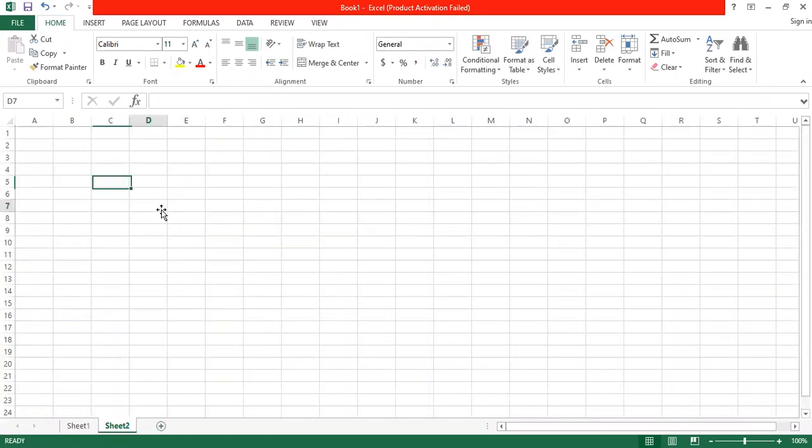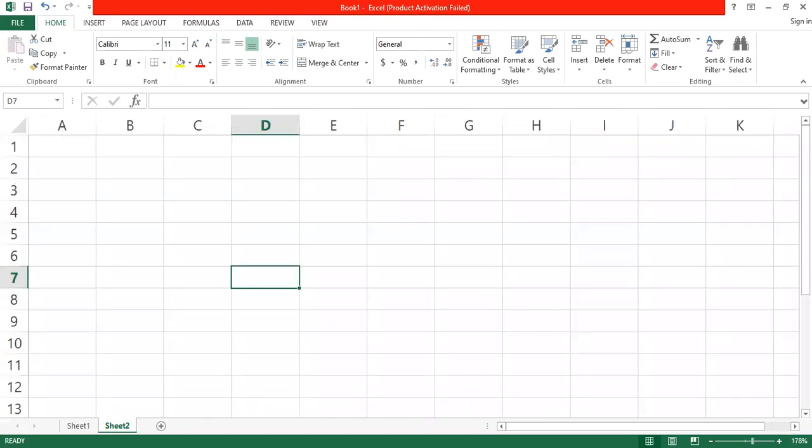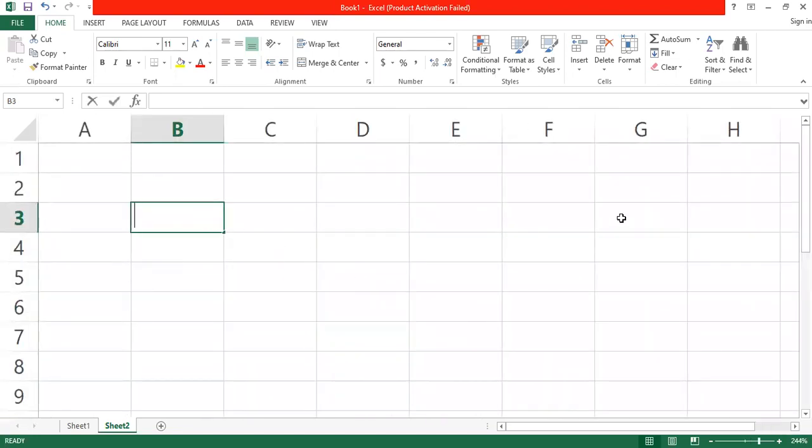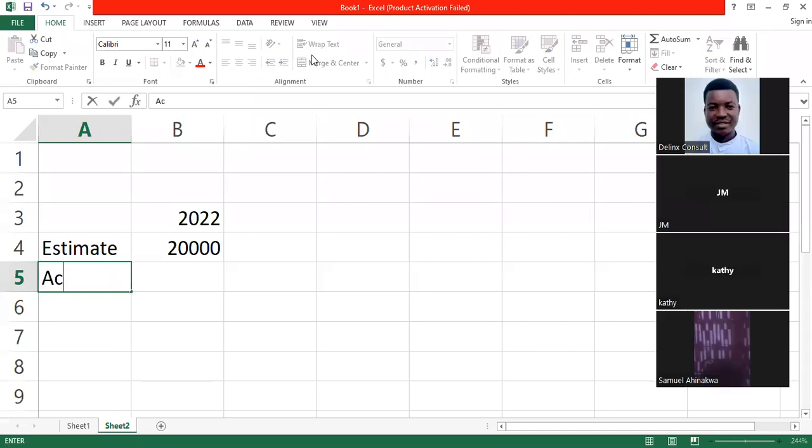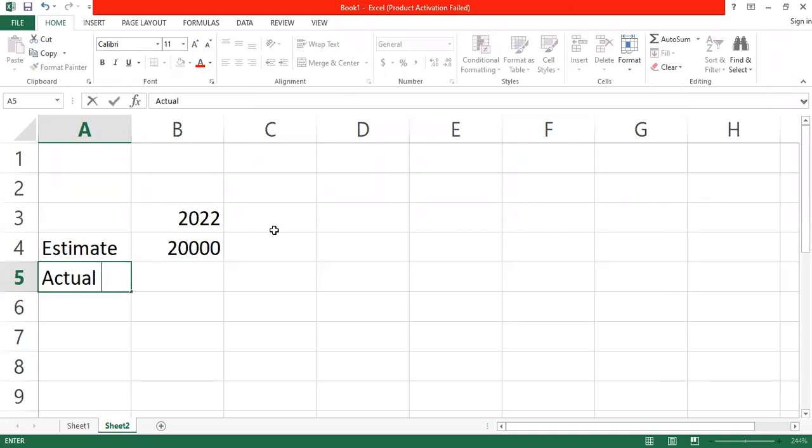Okay, so let's come here. For 2022, we make an estimate of 20,000. This is the estimate that we are making in the financial statement. But the actual tax that GRA has given to us is 22,000. What is happening?